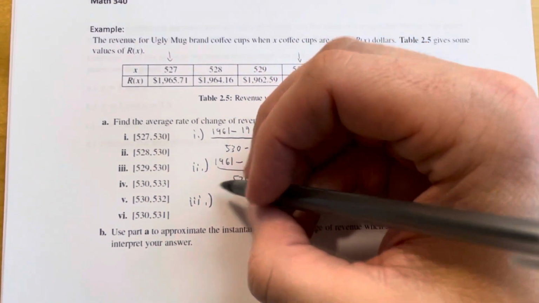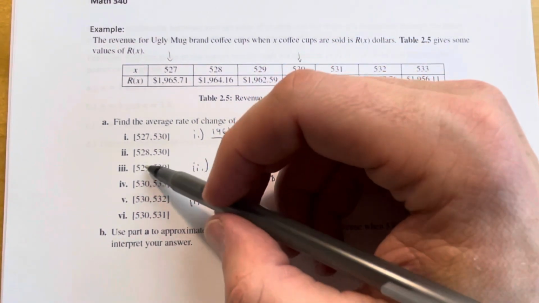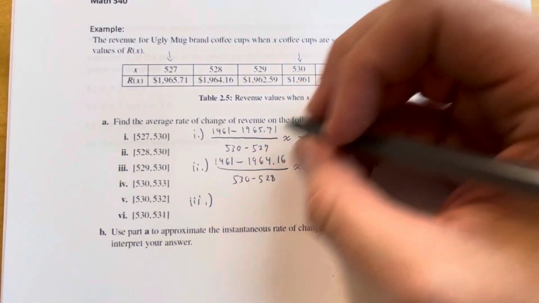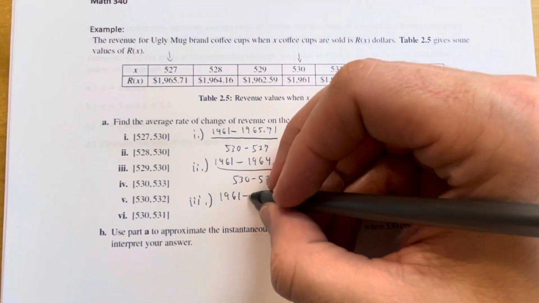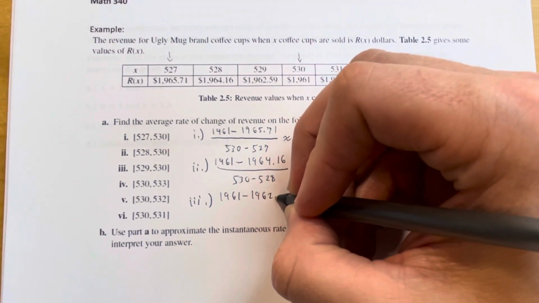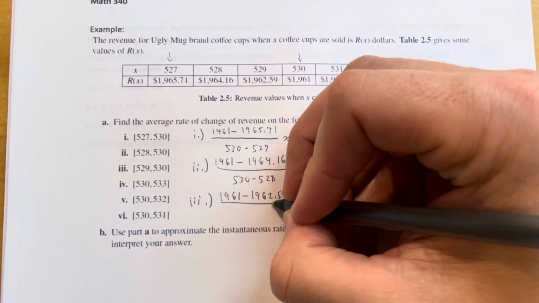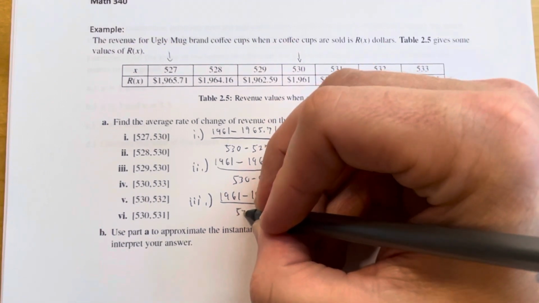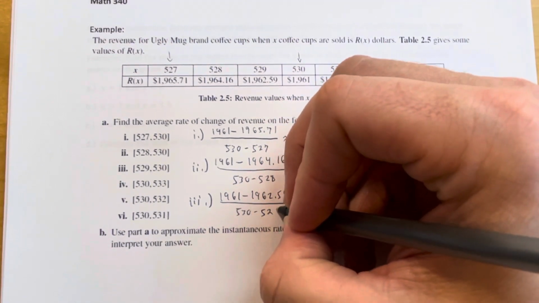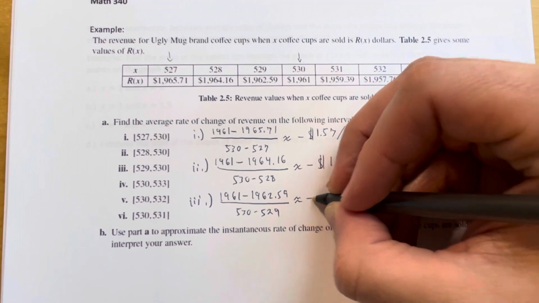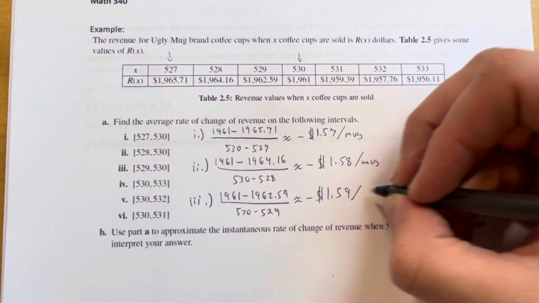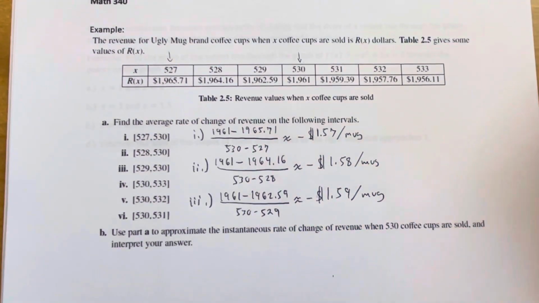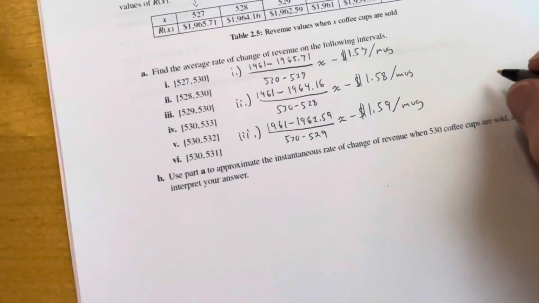Same thing for number 3. This time a smaller interval, 529 to 530. So I'm using these two columns. 1961 minus 1962.59 over 530 minus 529. This one comes out to approximately negative $1.59 per mug. Okay, we have 3 more to go.